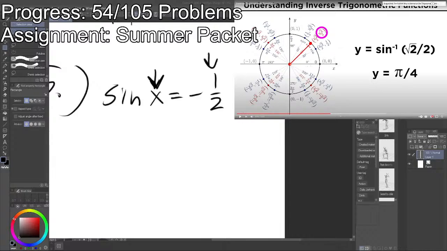So it's gonna be like the other way. It's gonna be like this side over here, I think.